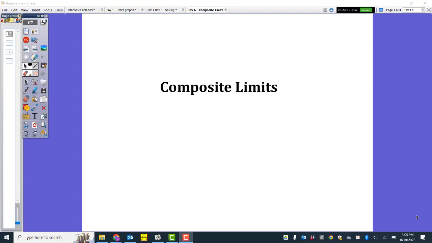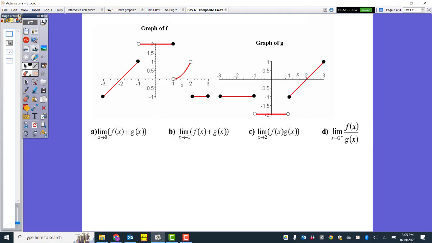All right, today we're looking at composite limits, or limits between two graphs. This is the idea that we have a graph of two different functions and we're finding the limit of some operation between them. So the first one, limit as x approaches 0 of f of x plus g of x. Your first thought is just, okay, I'll do the limit of f as it approaches 0 plus the limit of g as it approaches 0.